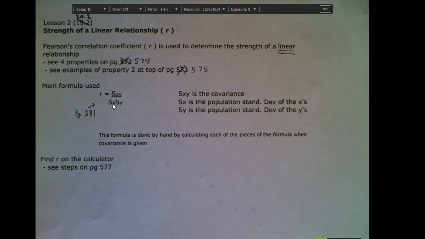The bottom two pieces you're familiar with, though. These are the population standard deviations, and we did those in the last chapter. If you created a list of data within your calculator, with your x's as list 1 and your y values as list 2, and you go into your two variable statistics, you'll find the standard deviation for the x's and the standard deviation for the y values, and you would sub them in for those two variables. And so that's what's going on here.